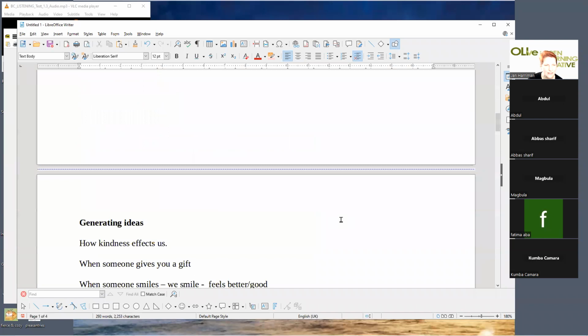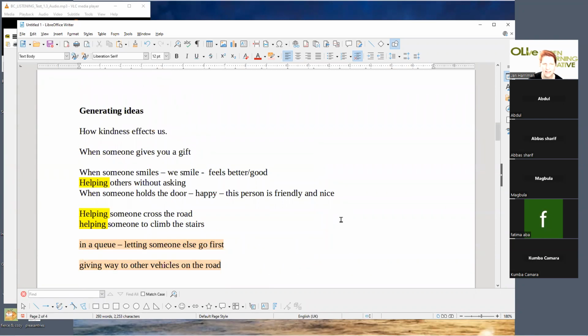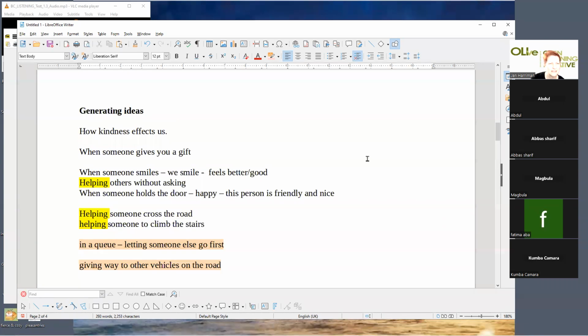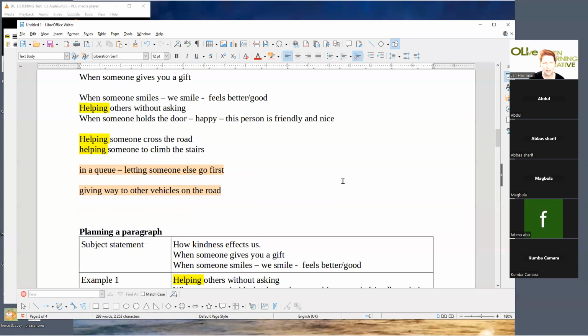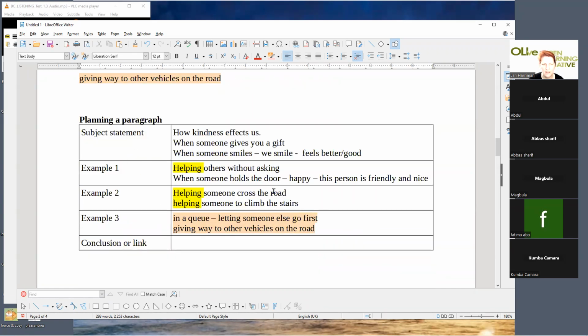All right. So what did we do last week? We thought about kindness and we generated some ideas, didn't we? Right. Oh, I've used up too much time. Okay. So we've thought about how kindness affects us. And we thought up some of these ideas, and then we found that, wait a minute, we've used the same words in some of these. And there we go. We came up with our planned paragraph out of that.